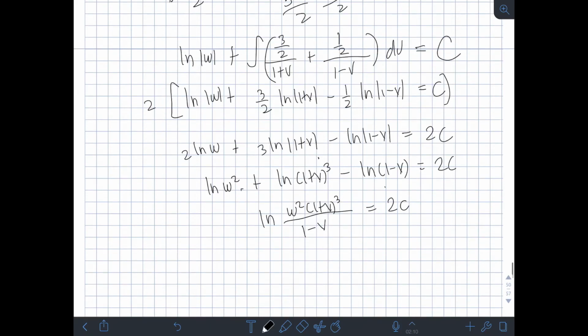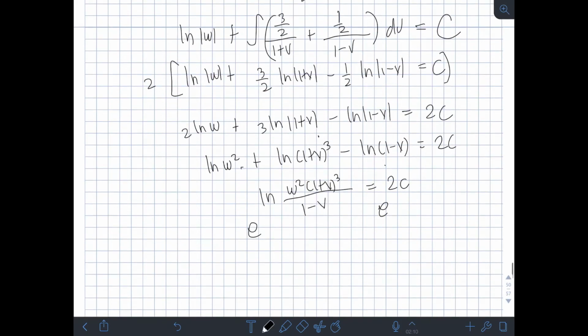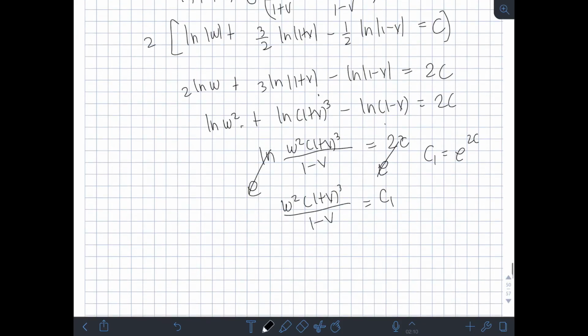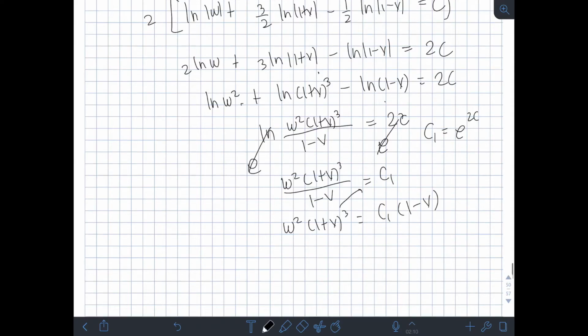Tapos gawin nating exponent of both sides same base e, magiging, ito makakancel, W squared times 1 plus V cube over 1 minus V is equal to, so ito gawin ko na lang, let's say, C1. So C1 is equal to e raised to 2C. So magiging W squared times 1 plus V cube is equal to C1 times 1 minus V. Cross multiply C1 times 1 minus V.